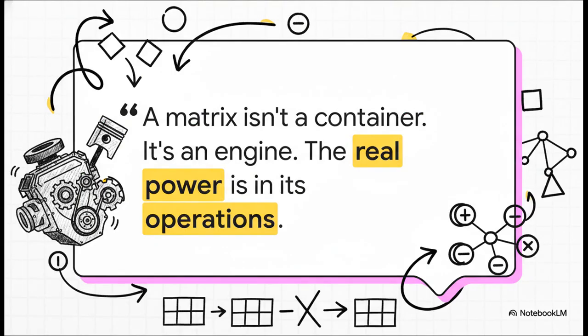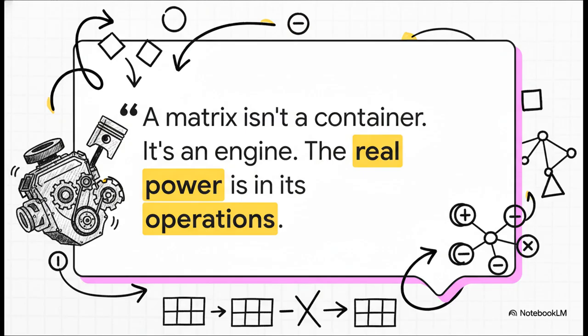This brings me to a really common conceptual trap that I see students fall into all the time. It is so easy to look at a matrix and just see it as a glorified spreadsheet, just a place to hold data. But that is an incredibly limited view. It's like looking at a high-performance racing engine and seeing nothing more than a heavy paperweight. You're completely missing the point.